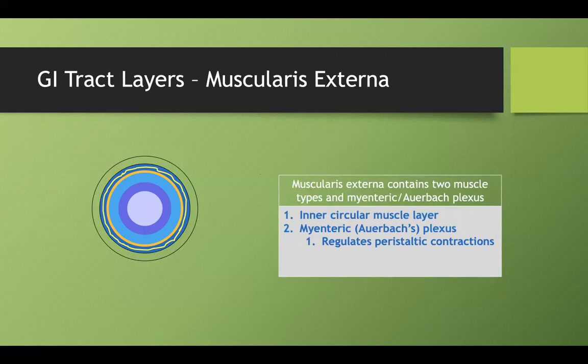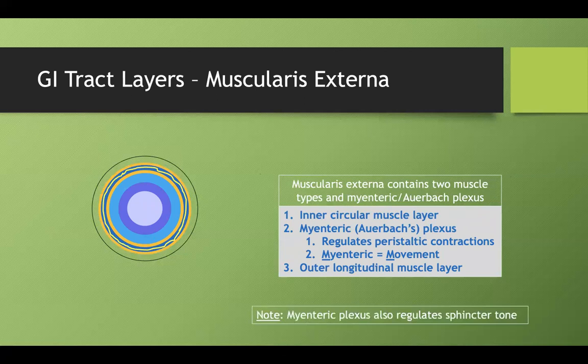What this plexus does, which I've drawn right now, is it can do a couple things. First off, it regulates our contractions. And I think about that by the M in myenteric, I think about the M in movement. It keeps things moving along our GI tract. And then you also have an outer longitudinal muscle layer, which is here. And one thing I want to point out, I mentioned that there's 2 things that it does. It also regulates sphincter tone, which we'll see in achalasia.